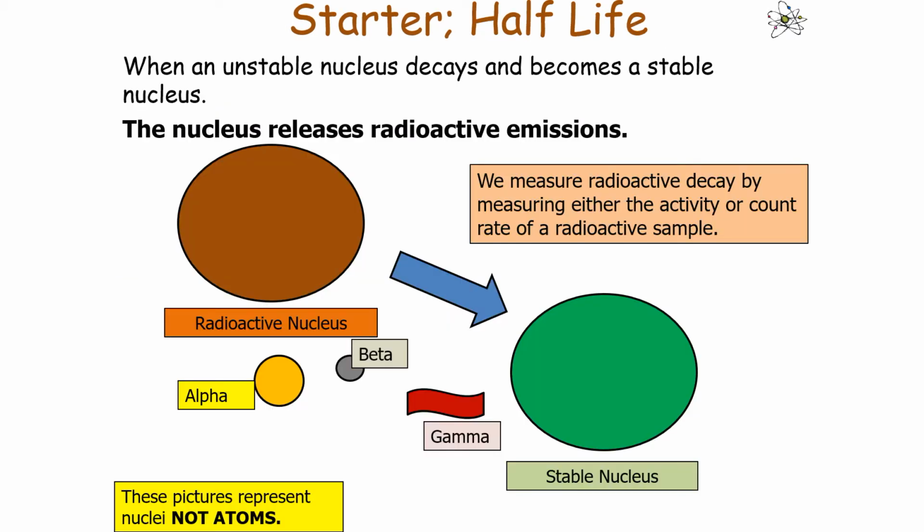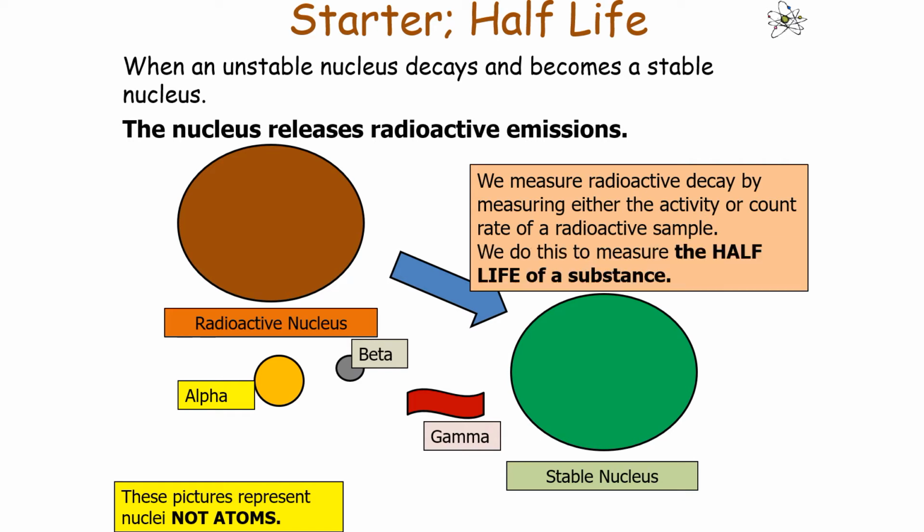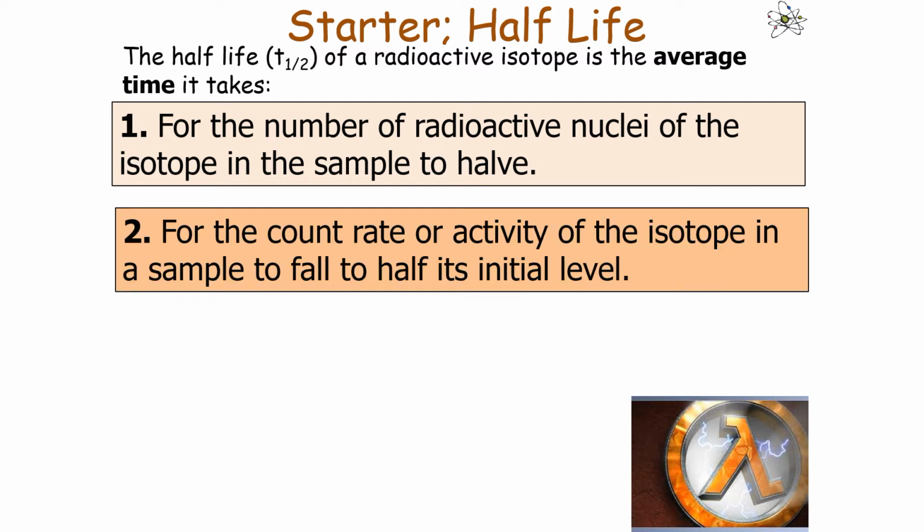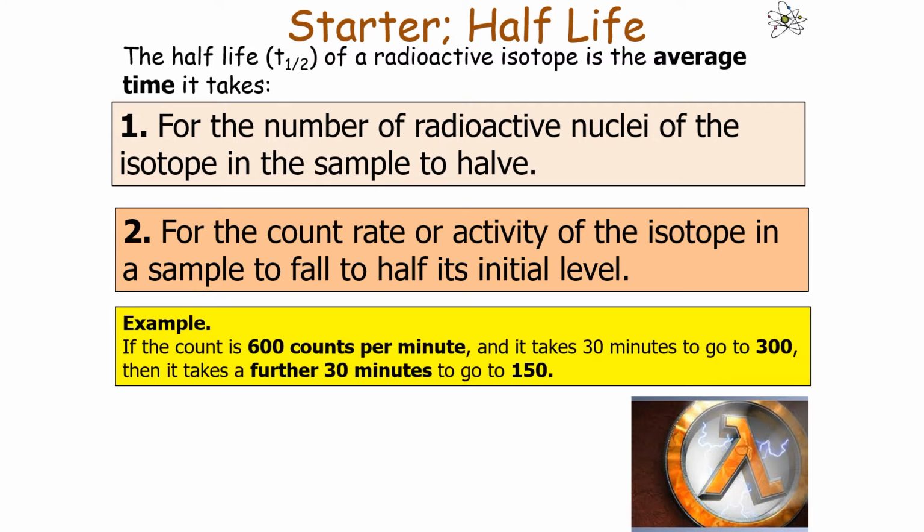Now we measure radioactive decay by measuring either the activity or the count rate of a radioactive sample, and we do this to measure what we call the half-life of a substance. The half-life of a radioactive isotope is the average time it takes for either the number of radioactive nuclei of the isotope in the sample to halve, or for the count rate or activity of your isotope in your sample to fall to half its initial level. So if a count is 600 counts per minute, the half-life is the time it takes to fall to 300 counts per minute, and that has to be the same time for it to fall from 300 to 150.